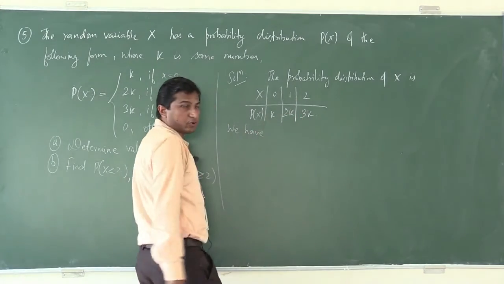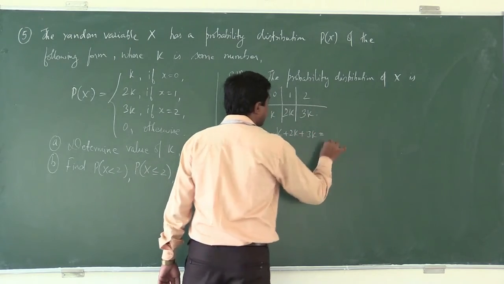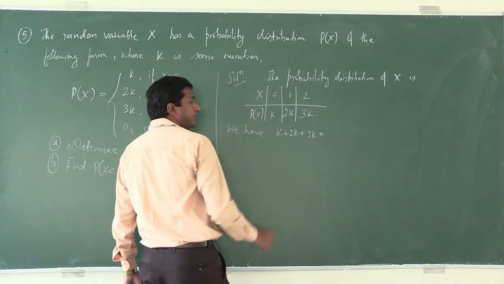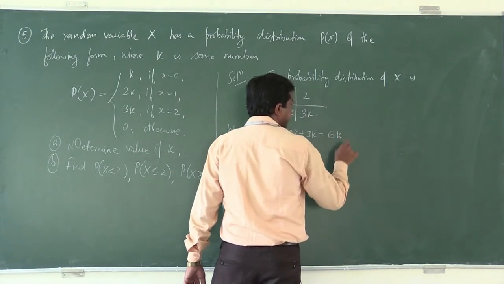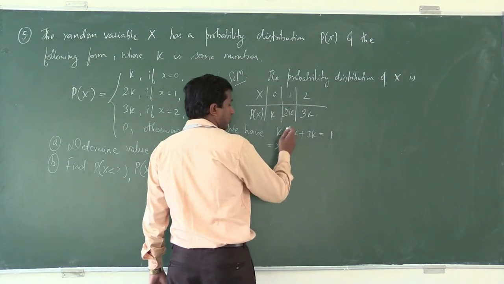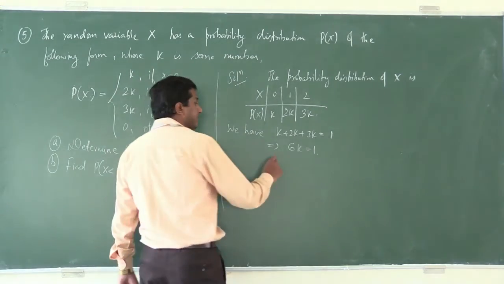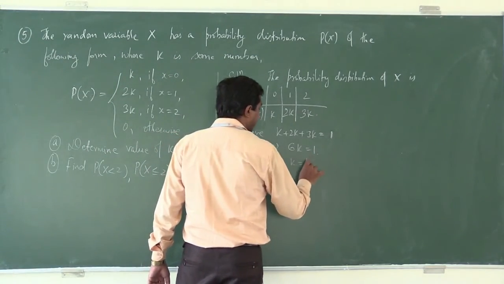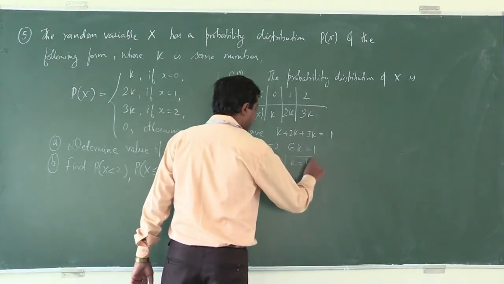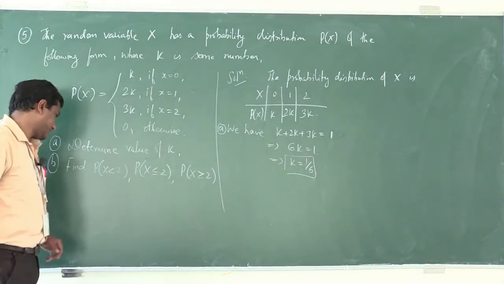So we have, adding all the three probabilities, k plus 2k plus 3k. What does it give us? 2k plus 3k is 5k. 5k plus k gives us 6k, equal to 1. So 6k equals 1. So what is value of k from this? Value of k is 1 by 6. So we have determined the value of k to be 1 by 6.